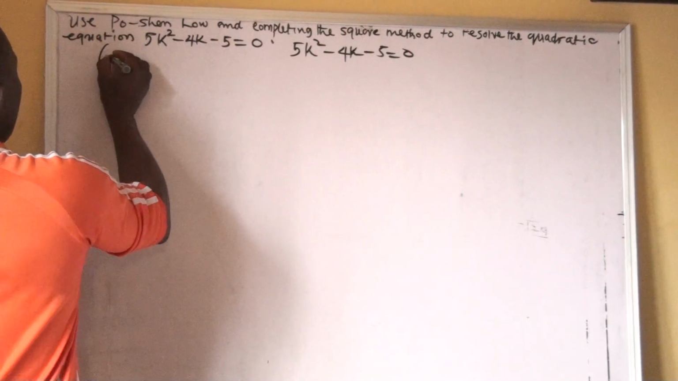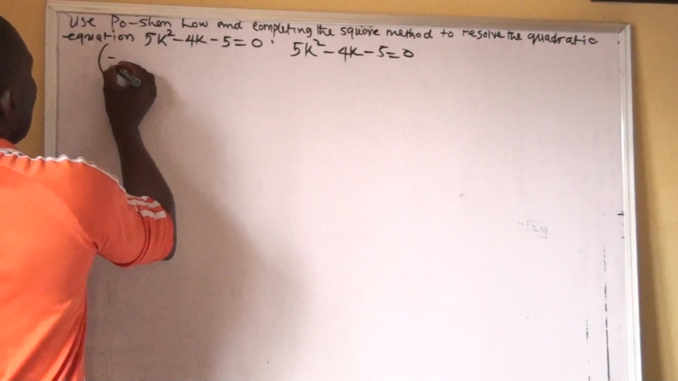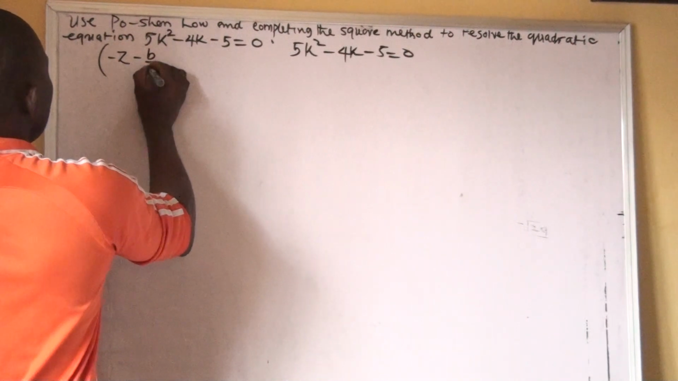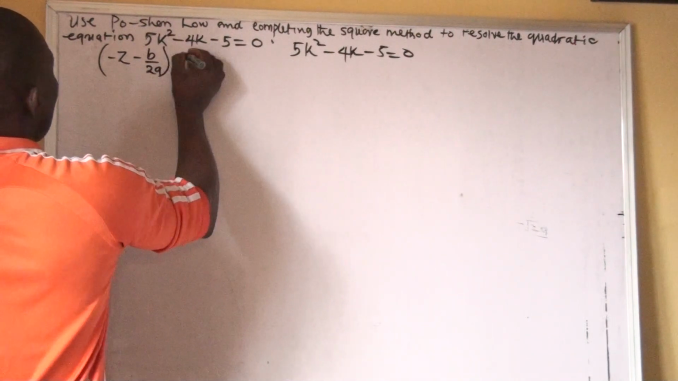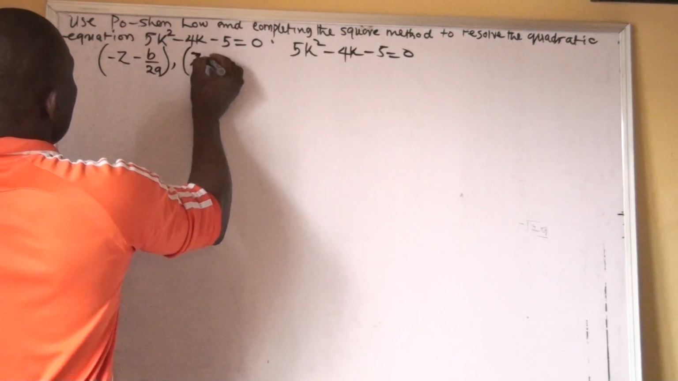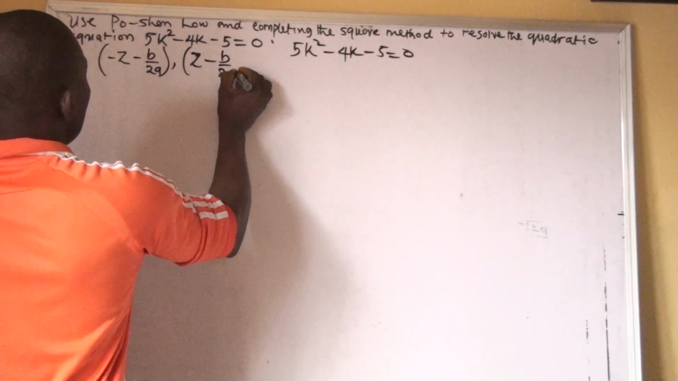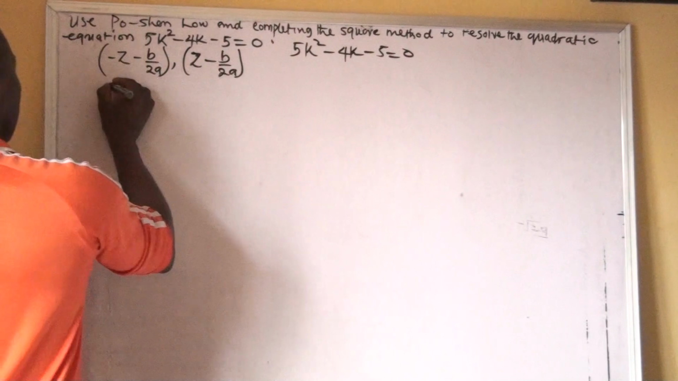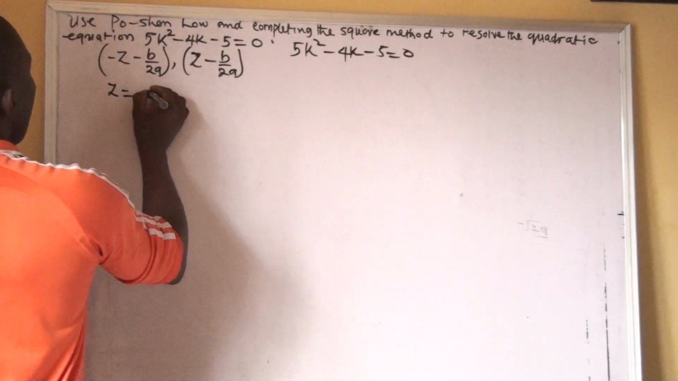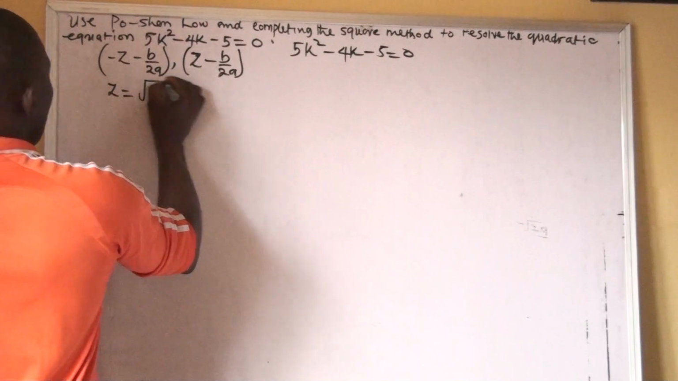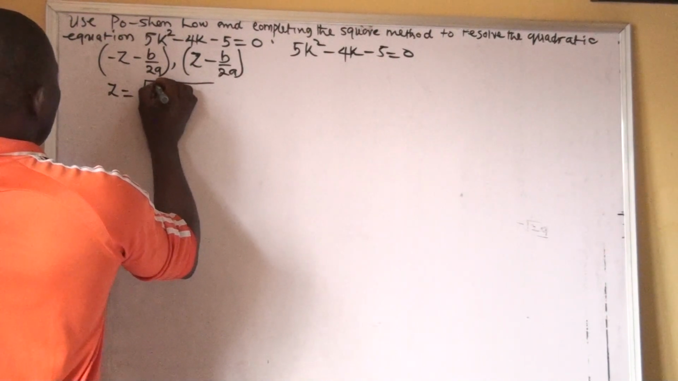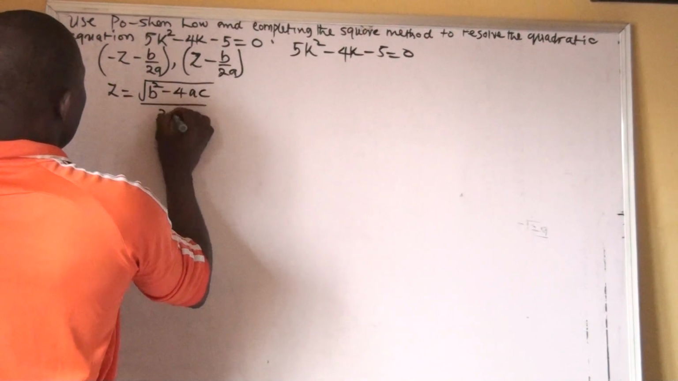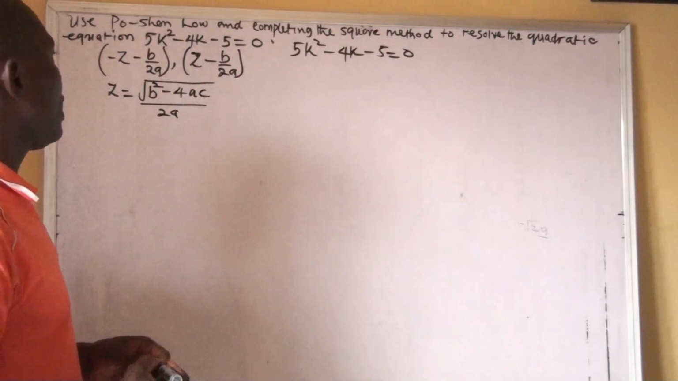Here, this is what we do. One of the roots on the left hand side will be minus b over 2a minus z, and the other root will be minus b over 2a plus z. The formula for z is the square root of b squared minus 4ac, all over 2a. This is the formula for z. We have proved it in our previous class.